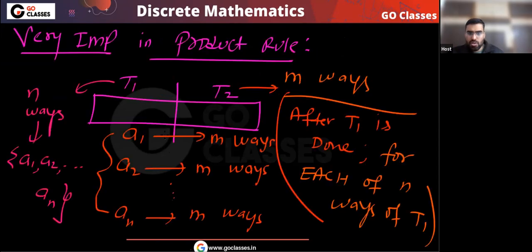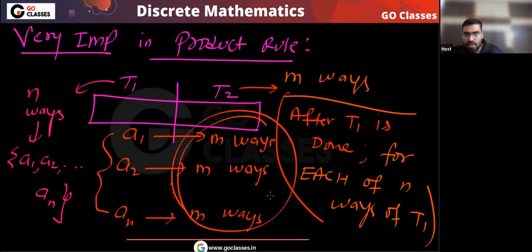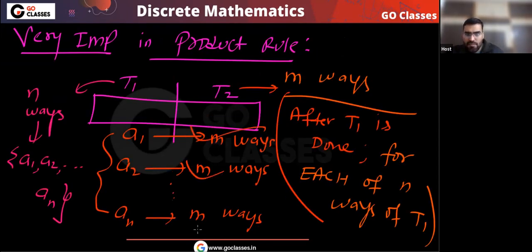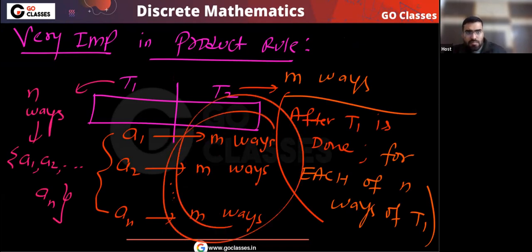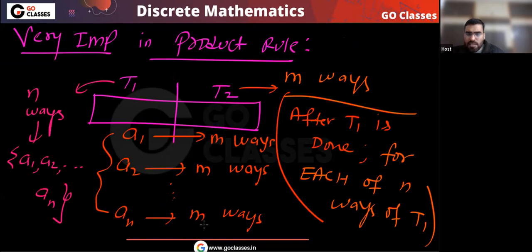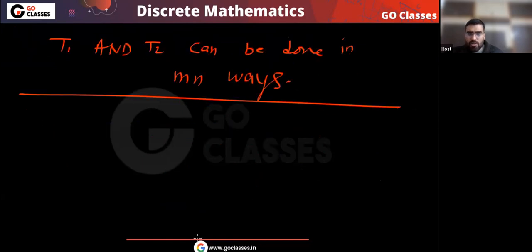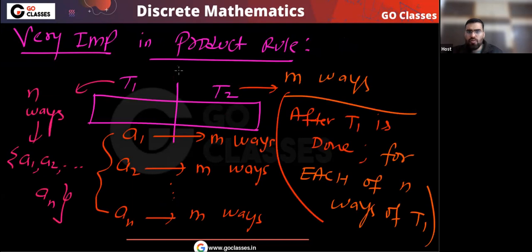Okay, because you can notice, for each of them you have m ways. Here m ways, m ways, m ways, like this. So finally, total how many ways do you have? m plus m plus m plus m plus m plus, like this, m into n. So this is your proof. This is the proof of the product rule.